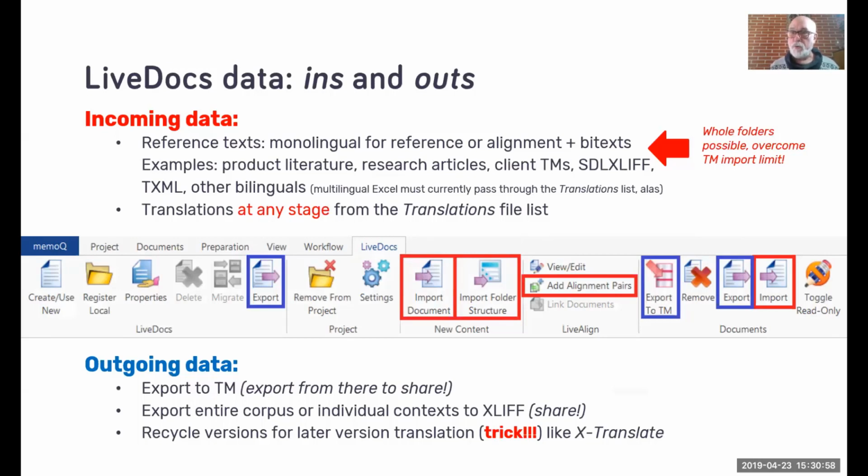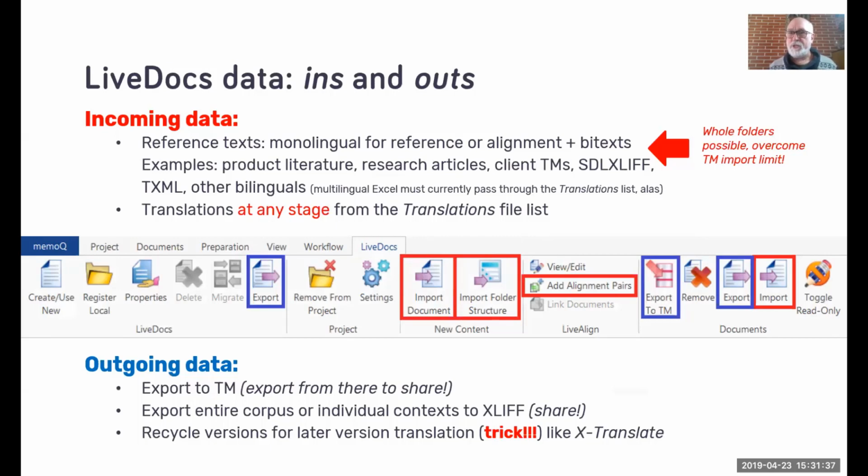You can also, somewhat less usefully, export the contents of a LiveDocs document to a TM. Now, why would you want to do this? Well, there's a couple of reasons, one of which I hope will go away in the future. But indexing in memoQ is not the same for every module. The index for the TM is a little bit more efficient, it's faster than it is for LiveDocs.